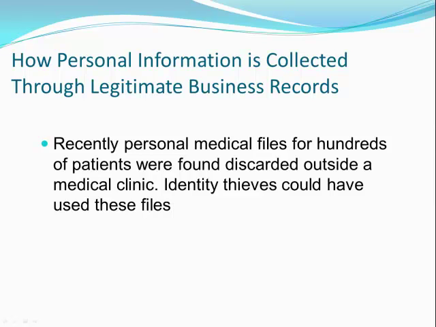Personal information that's collected by businesses is another avenue of potential identity theft, and this is the one that we hear about quite frequently, for example Target, Marriott, and most recently Home Depot. Just as an example, there was a recent event where medical files for hundreds of patients were found thrown out outside a medical clinic. Identity thieves could clearly have used these files because they contained lots of personally identifiable information, including things like social security numbers and dates of birth.